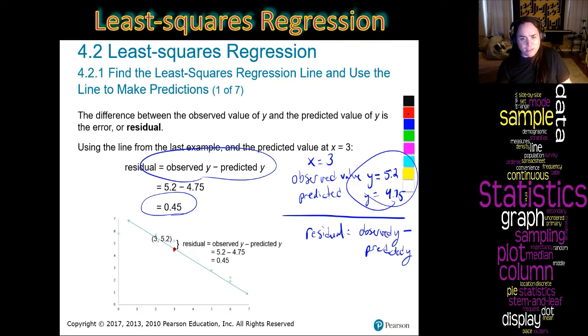We predicted right there a value of 4.75. The table actually had a y value of 5.2. So there is a residual right here, the difference between those. Now, please make note that when you're drawing a line segment from the observed point straight up or down to the line, to the predicted value, that's super important because from any point, if I pick a point like right here, there are an infinite number of line segments that I could draw that would get me to that line.